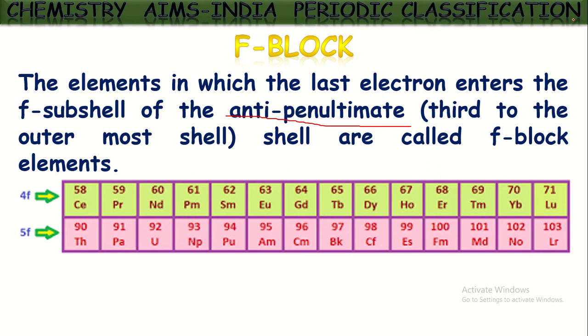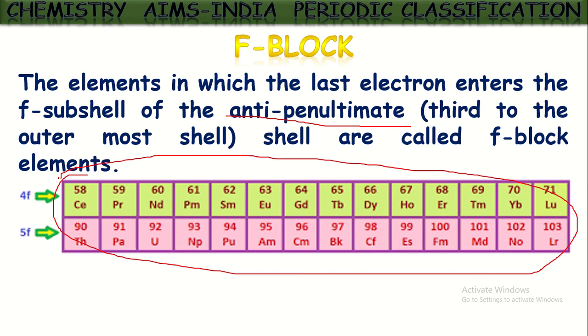Actually, all these elements should be in the third B group itself. But to make it convenient in writing, these elements are kept separate from the periodic table and written down. Why are these taken down? Because of this reason: these come under f block elements. For all these elements, the last or differentiating electron enters their f subshell. That is why these are kept separate to make it convenient.